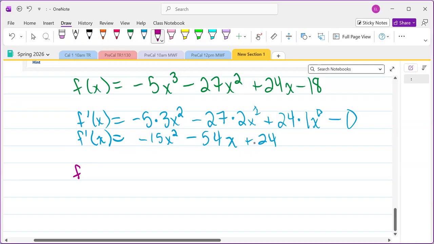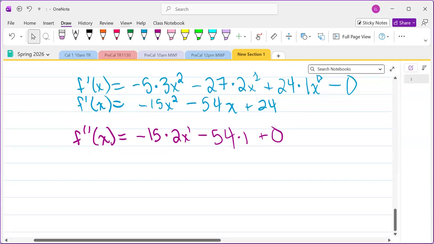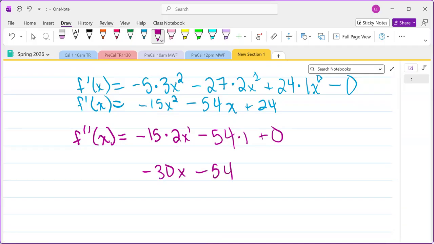Now that we have our cleaned up derivative, we can do our second derivative. That'll be -15 times 2x to the first, minus 54 times 1x to the 0, so times 1, plus 24. The derivative of 24 is 0. So we have -30x minus 54. That is our second derivative.